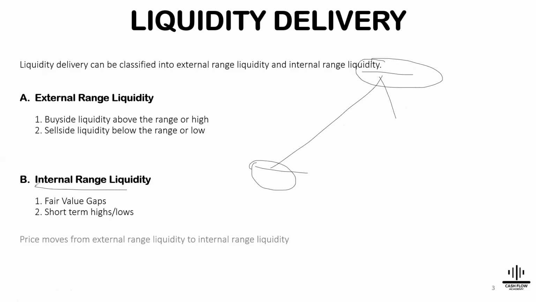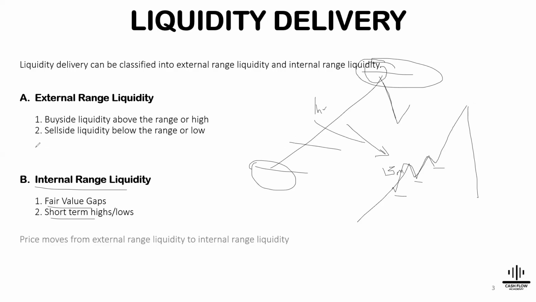And then for the internal range liquidity, it consists of what? Fair value gaps and then short-term highs or lows. So for this range here, probably in a lower time frame, let's say this is a 1 hour time frame, and then this is a 5-minute or 15-minute time frame, you would notice that as price moves, it creates lows and highs, lows and highs. So as price is retreating into this range, we have short-term lows, and probably there might be fair value gaps here. So price usually moves from external range liquidity to internal range liquidity.